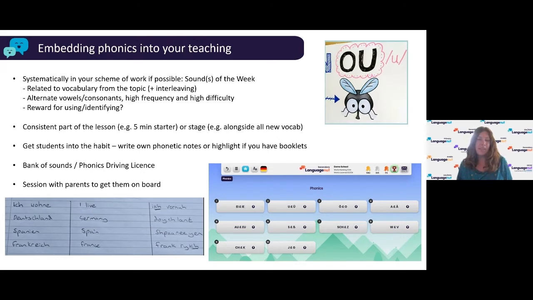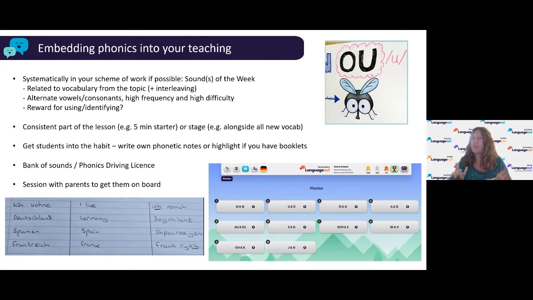We would recommend as much as possible to embed phonics systematically into your teaching. So to put it into your scheme of work, if you can. One way to do that is to have a sound of the week or sounds of the week. So it could be one sound or potentially two sort of easily confused sounds, for example, like oo and ü, which you get, for example, in German and in French.